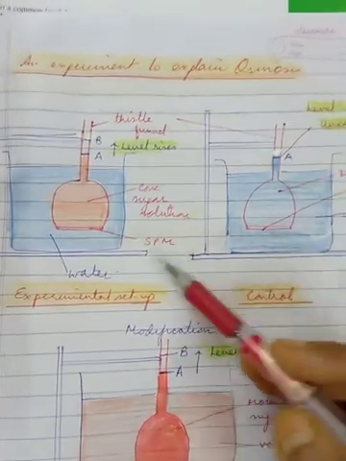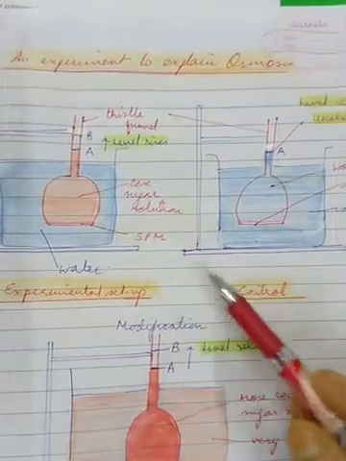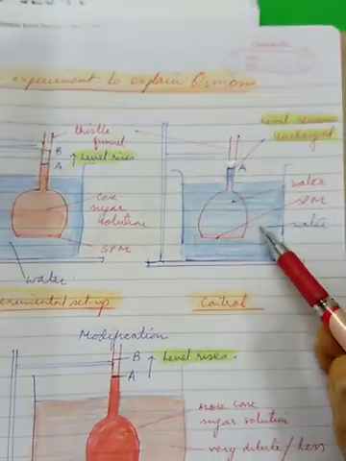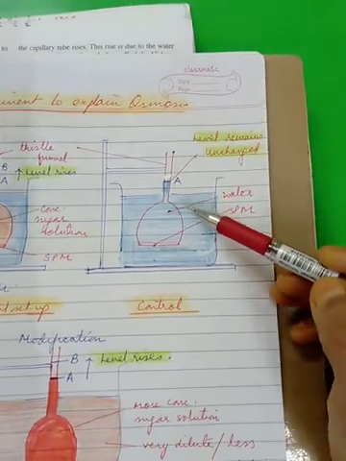And this is the experimental setup. A parallel control will be set up, exactly the same, except that inside the Thistle funnel also there will be water.